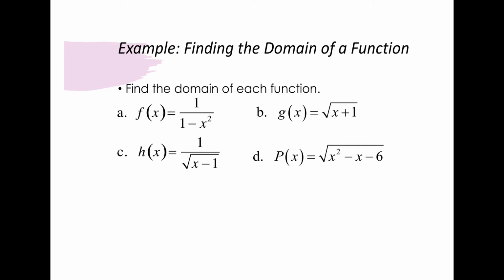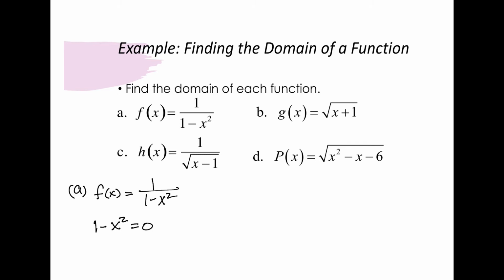All right, but from a pure equation standpoint, we want to look for ways that inputs could give us zeros in denominators, or negatives under square roots. So let's take a look at the first one here. We have f of x equaling 1 over 1 minus x squared. So what we don't want to have is for 1 minus x squared to equal 0. Remember, it can be negative, it can be positive, it just cannot equal 0.